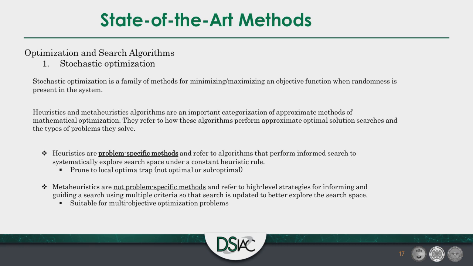An important concept in optimization is heuristics and meta-heuristics, and these are algorithms that are important in the categorization of our approximate methods for mathematical optimization. They refer to how algorithms perform approximate optimal solution searches and the type of problem they solve. Heuristics are problem-specific methods, and they are algorithms that perform informed search, systematically exploring the search space under a constant heuristic rule. However, they are prone to a local optimal trap.